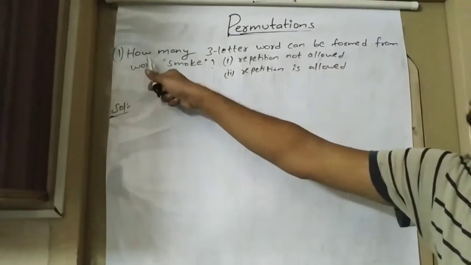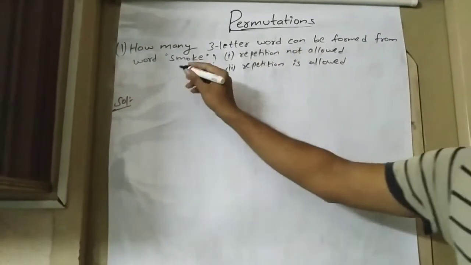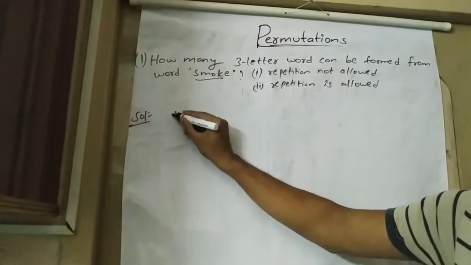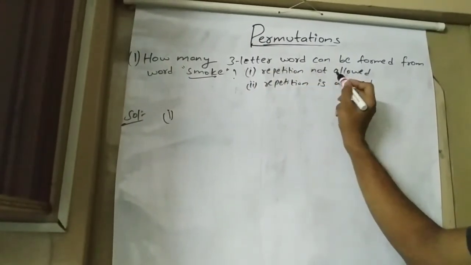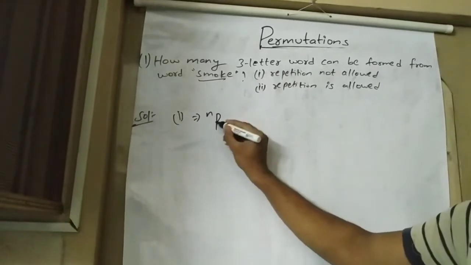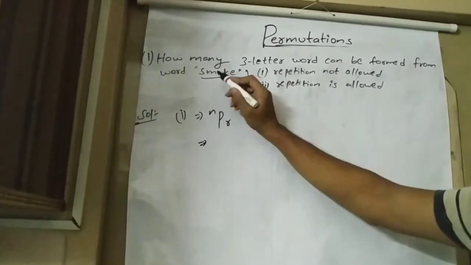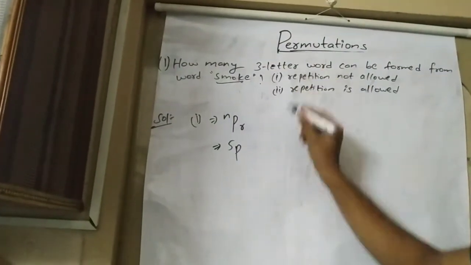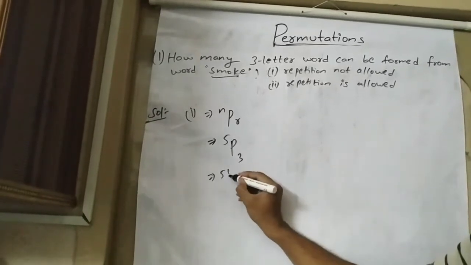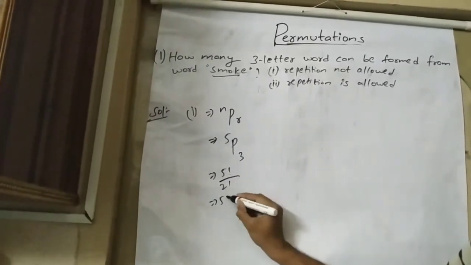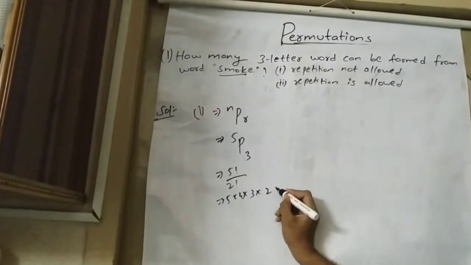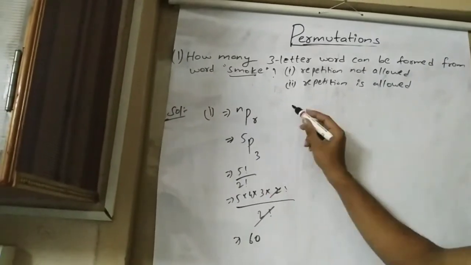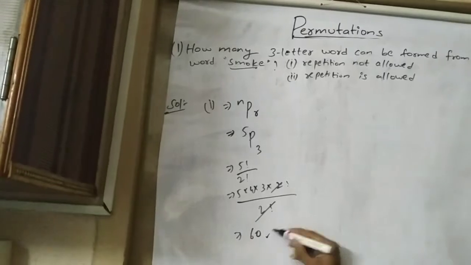In this first question it is given: how many 3-letter words can be formed from the word SMALL if repetition is not allowed and if repetition is allowed. Let us consider the first point. If repetition is not allowed, then the formula will be nPr. Here n means the number of letters, that is 1, 2, 3, 4, 5, and we need to form a 3-letter word. So 5P3 is equal to 5 factorial by 5 minus 3, that is 2 factorial. That is 5 into 4 into 3 into 2 factorial by 2 factorial. So 5 fours are 20, 20 threes are 60. So if repetition is not allowed, the number of words that can be formed is 60.